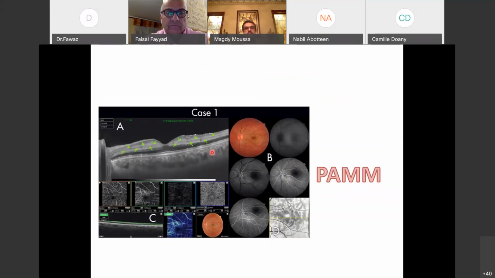And this should be differentiated from another rare case that we are starting to see nowadays. It's called paracentral acute middle maculopathy, in which the hyperreflectivity involves the middle layers, not the ganglion cell layer or the nerve fiber layer, just the middle layers. I just want to draw attention to this condition. We call it paracentral acute middle maculopathy, which is ischemia of the plexus.